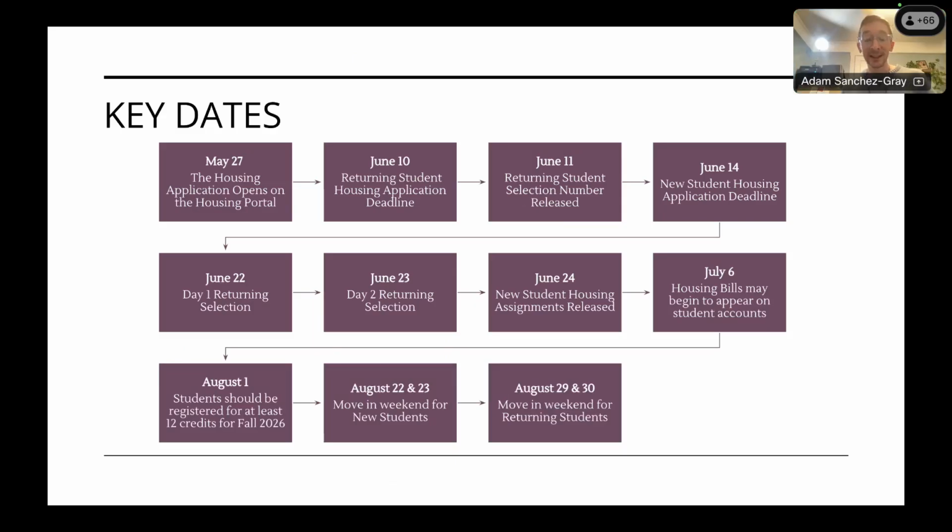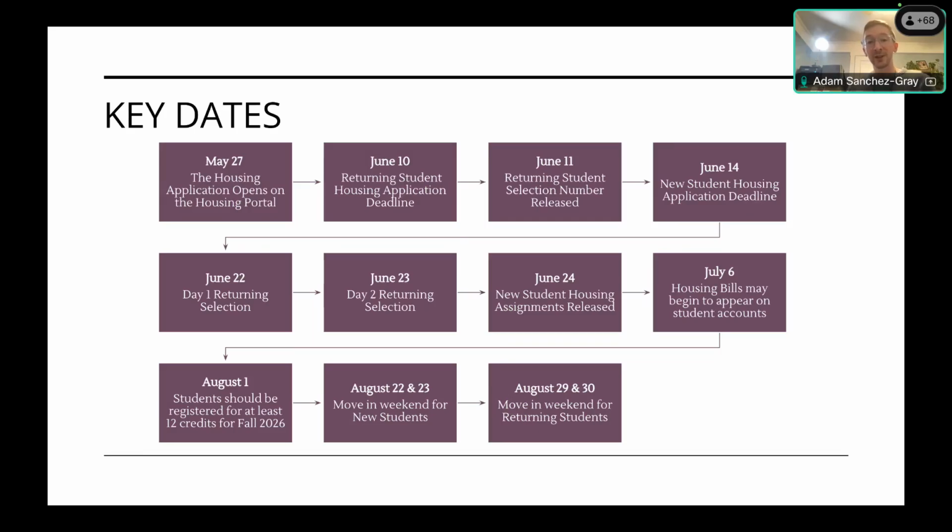Some key dates. So this session is going to be for both our returning and our new students. So I'll kind of differentiate when it's just a new student thing or just a returning, so that way you're not getting overloaded with information. But we'll start with some of the big dates in the process and then work our way down to each of the individuals. So first we'll start with May 27th, which is exactly 20 days away. Our housing application will open on the housing portal. And again, I'll show you where to find that in a few minutes.